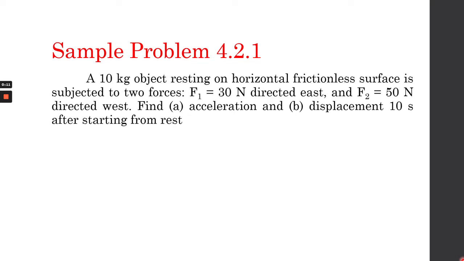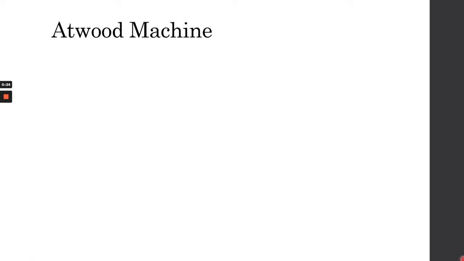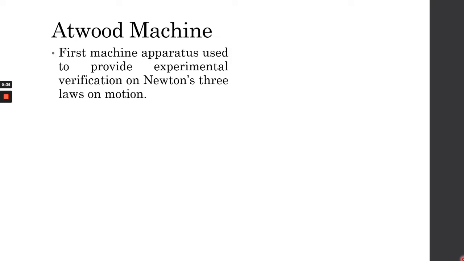So we're able to answer sample problem 4.2.1 in the first video, and we're going to continue on with our second problem. But before we go and read our second problem, let's understand first what is an Atwood machine. The Atwood machine is actually the first ever laboratory machine that was used to experiment on verifying Newton's three laws of motion.